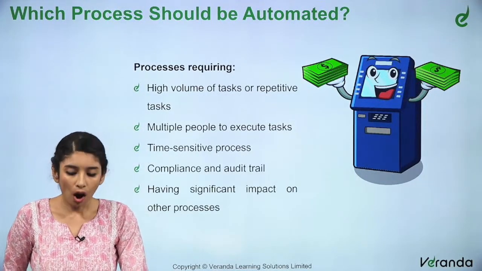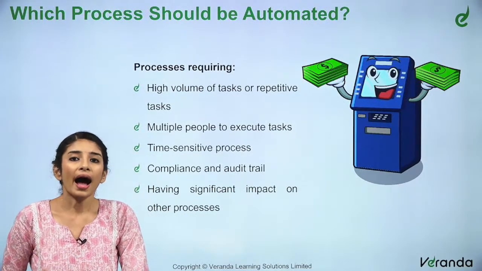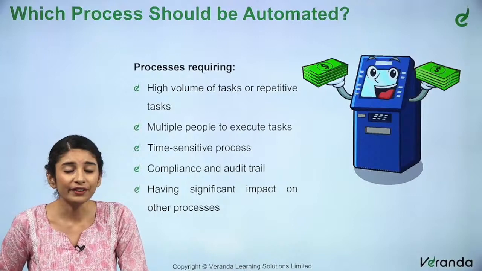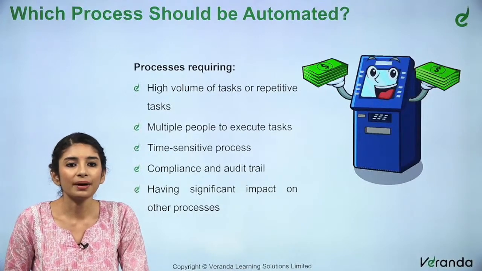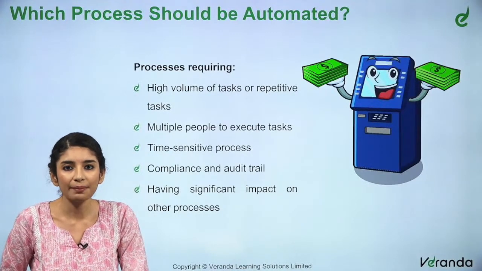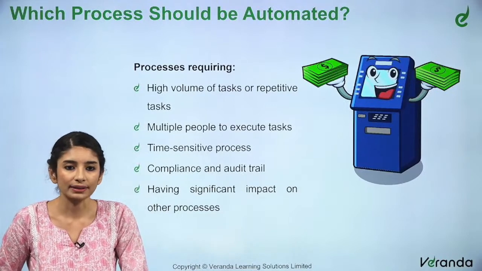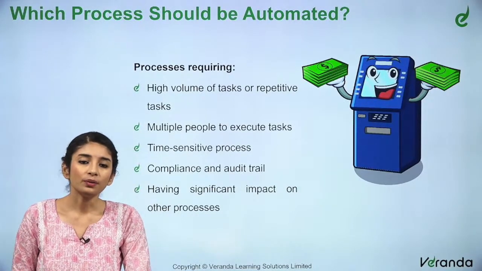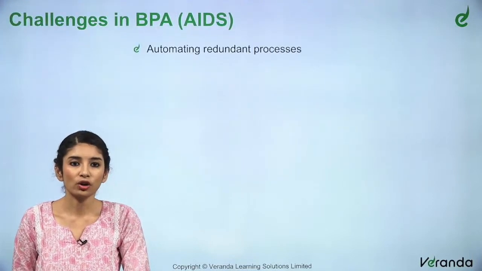Processes that need to be automated: high, multiple, time, compliance, significant impact. Okay, come again. High, multiple, time, compliance, significant impact. Clear? Are you all clear with this? Can we move on? One more revision of which process needs to be automated.